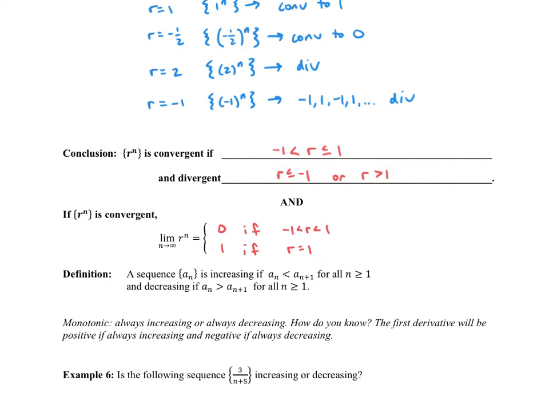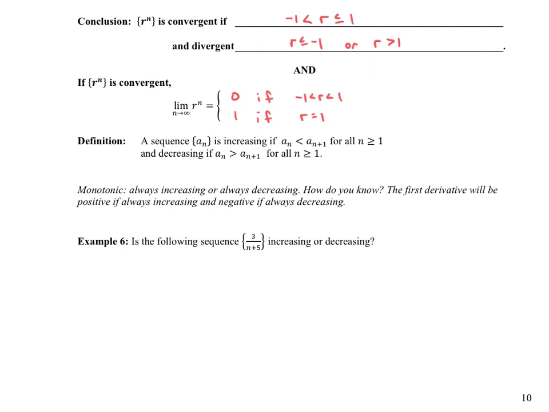Now we're changing gears. The definition of an increasing sequence is that if you analyze a certain term, a sub n, it is less than the next term, a sub n plus 1. It's decreasing if you analyze a term and it is greater than the next term for all n as you work through the sequence. And we've talked about monotonic before, but monotonic means that a particular function or sequence is going to always increase or always decrease.